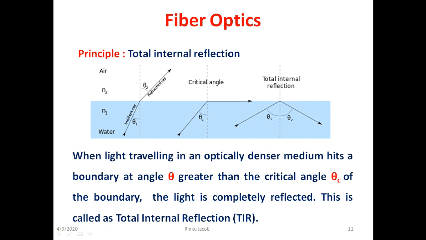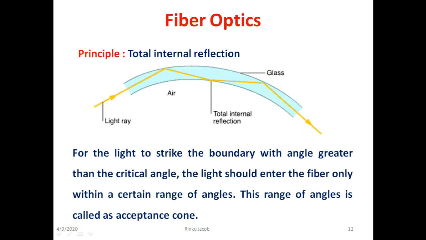The principle behind the working of an optical fiber is total internal reflection. When light traveling in an optically denser medium hits a boundary or interface at an angle denoted by theta, which is greater than the critical angle denoted by theta c of the boundary, then the light is completely reflected back into the denser medium. This is called total internal reflection. The figure shows the total internal reflection condition in case of light traveling from water to air. This effect is used in optical fibers to confine the light in the core.